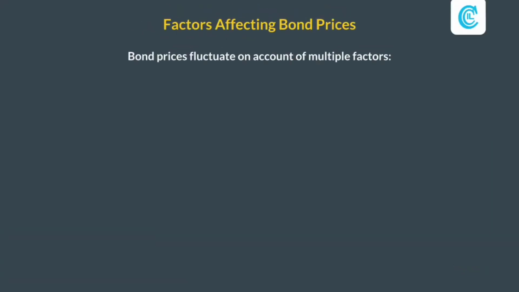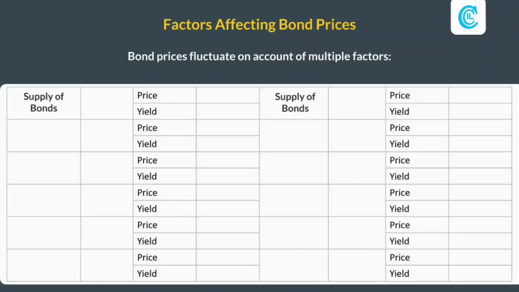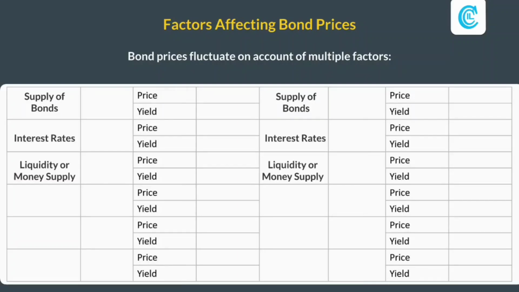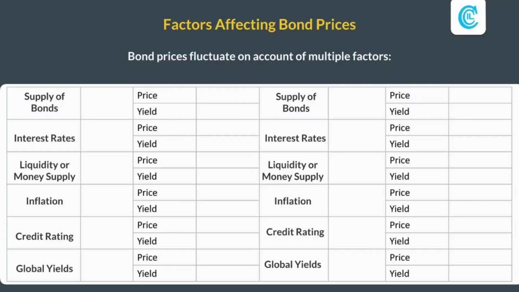Factors affecting bond prices. Bond prices fluctuate on account of multiple factors on their own or in combination with others. Some of these include supply of and demand for bonds, level of interest rates, liquidity or money supply, inflation, credit rating of the issuer, global yields, etc.